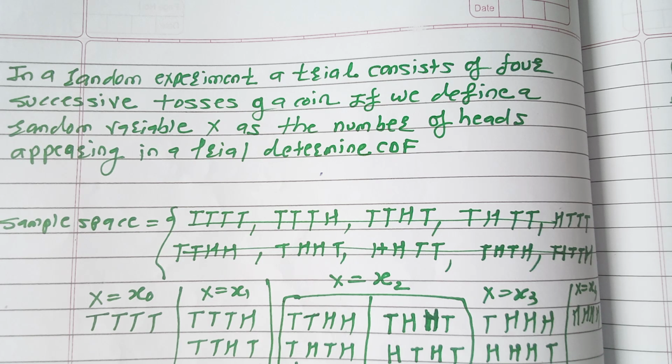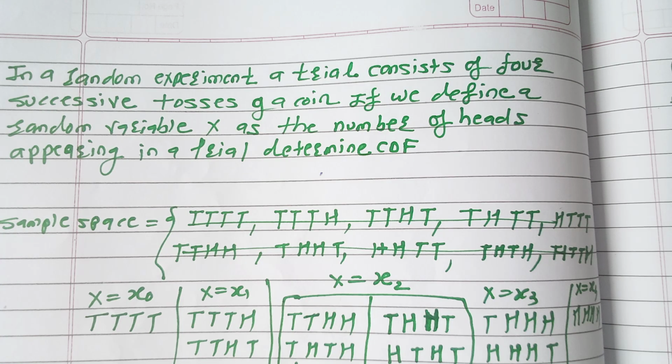So in solving the CDF problem, first we have to define the sample space, which includes sample points. The experiment is to toss the coin 4 times, or it is an experiment of tossing a coin in a successive manner. The number of times is 4. In that case, you will get either head or tail in each toss. So you have to define the sample space accordingly.